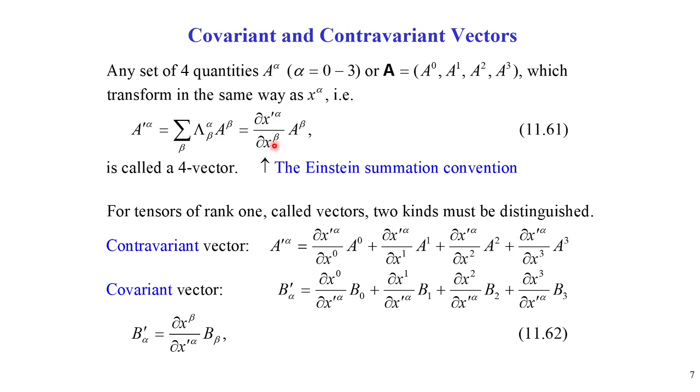And beta runs from 0, 1, 2, 3. That's Einstein summation convention. It simplifies the notation a lot. In the old time, it was quite important, but now we have computers. It's not necessarily so powerful, so it's up to you.